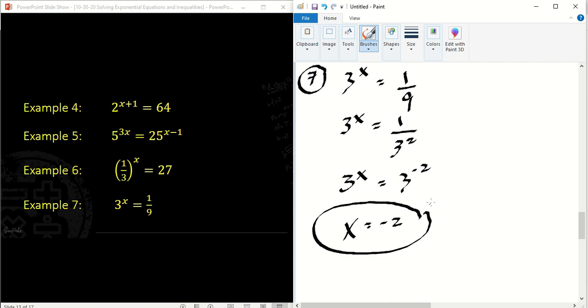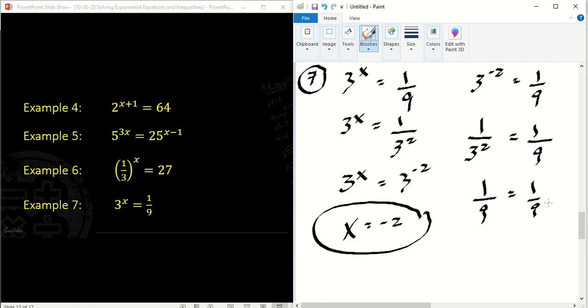Tapos, pag chinecking natin, ito kasi yung checking dito eh. So, 3 to the negative 2 is equal to 1 over 9. So, that is 1 over 3 to the second. Rules on exponent. Diba? Pagka negative ang exponent, ibinababa. Kaya kung negative sa baba, itinataas. So, nasa taas yan, ibababa natin. Is equal to 1 over 9. So, that will be 1 over 9 is equal to 1 over 9. Okay, so that would be example 7.